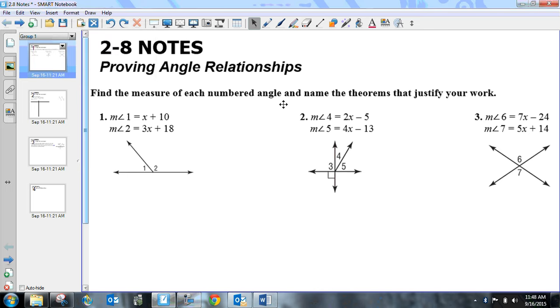Okay, the following is a video over 2.8 notes, and this is proving angle relationships. What it has us do in problems 1 through 3 is find the measure of each numbered angle, but we've got to justify our work. We have to provide reasons why we're doing things.